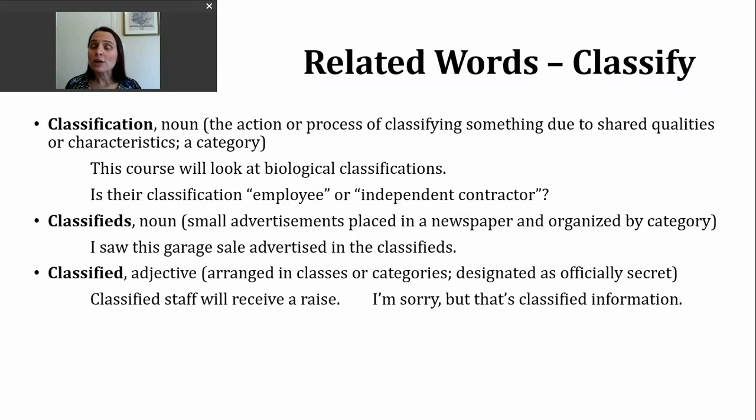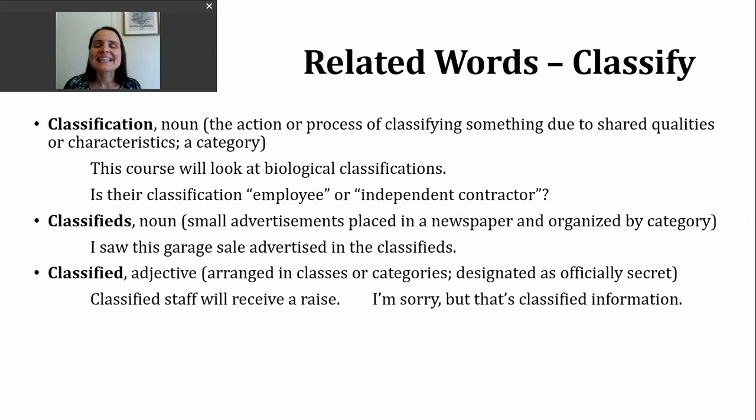This is an important question in terms of employment law because there are different duties and responsibilities from an employer's perspective, or from the company's perspective, on how they treat and interact with an employee versus an independent contractor. Also, there are lots of different tax rules related to that. So the category really does matter.